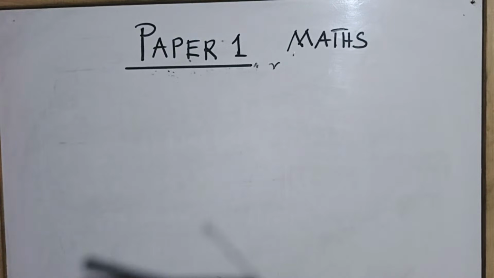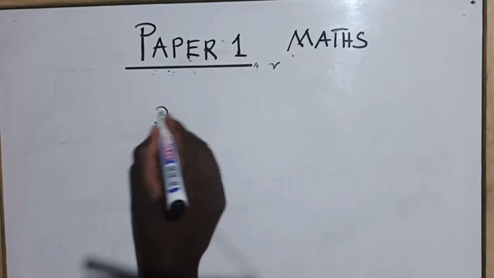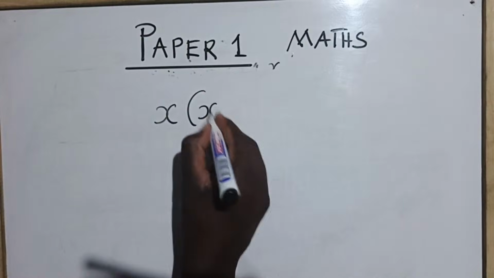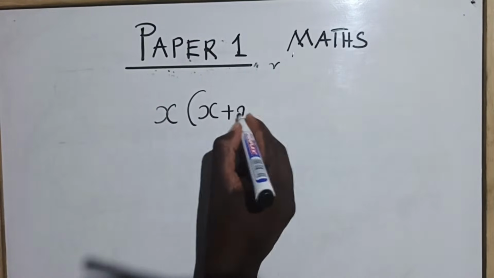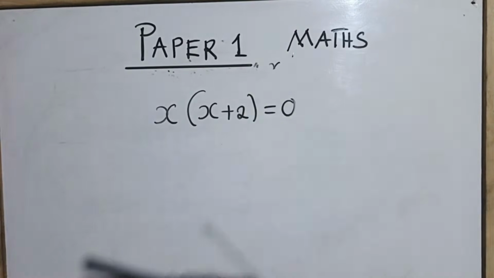We've got x, open bracket, x plus 1, close bracket, is equal to 0. So solve this equation. x, open bracket, x plus 2, close, is equal to 0. Find the values of x.